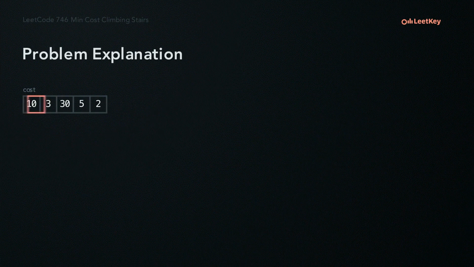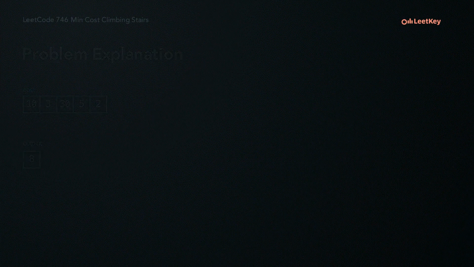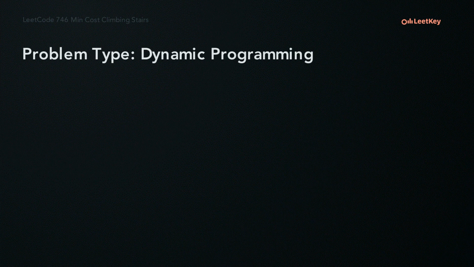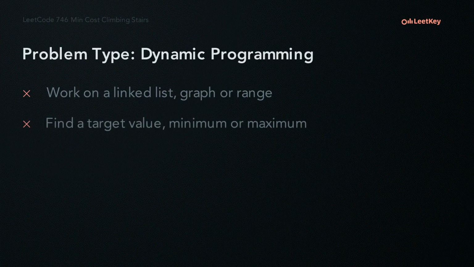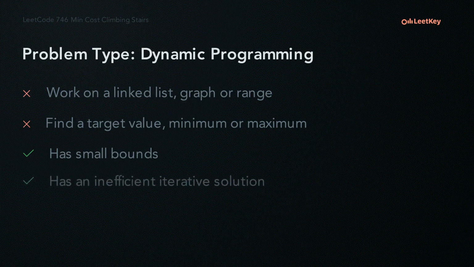You want to iterate over the array 1 or 2 elements at a time in a way where the sum of the elements is as low as possible. This rule applies from the beginning, meaning you can start from either the first step or the second step, whichever ends up saving money. This is a dynamic programming problem. We can guess this because it does not work on a linked list, graph, or range. It does not find a target value, minimum or maximum. It has small bounds, and it has an inefficient iterative solution.